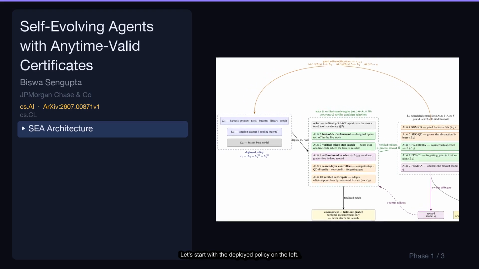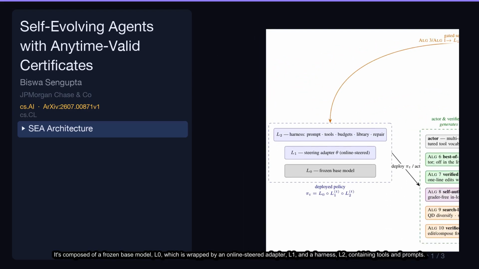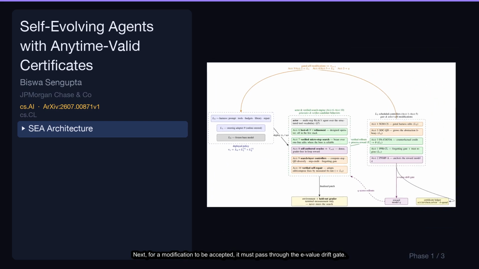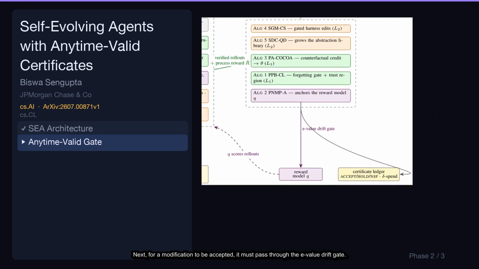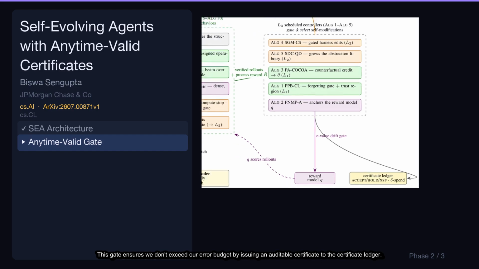Let's start with the deployed policy on the left. It's composed of a frozen base model, L0, which is wrapped by an online steered adapter, L1, and a harness, L2, containing tools and prompts. Next, for a modification to be accepted, it must pass through the e-value drift gate. This gate ensures we don't exceed our error budget by issuing an auditable certificate to the certificate ledger.